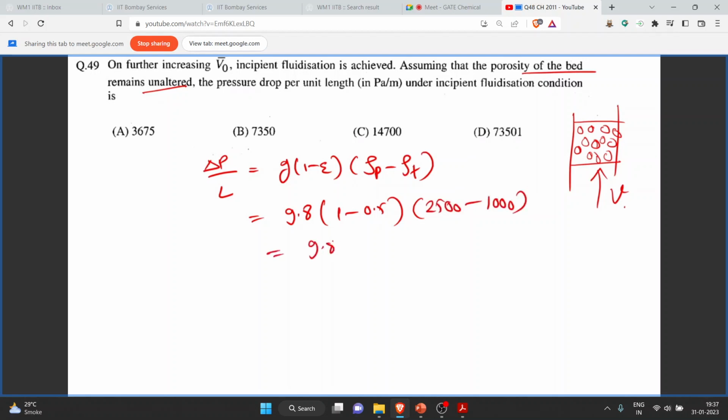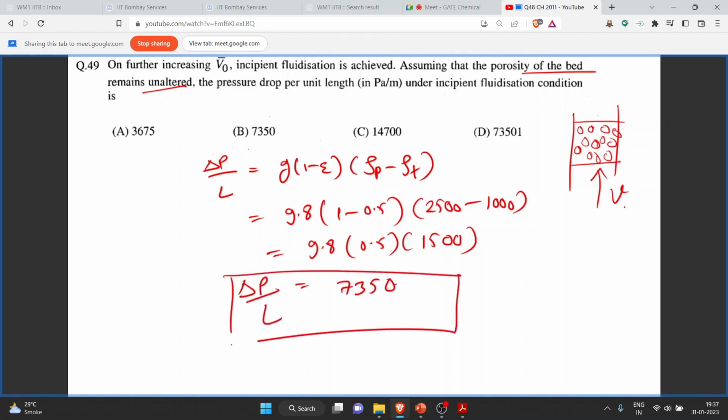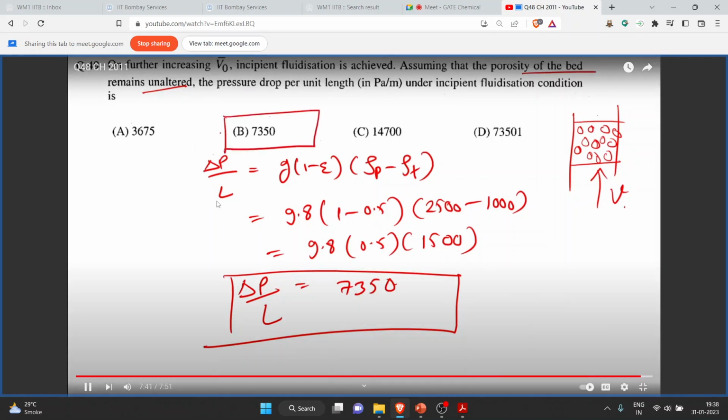So we can write this as 9.8 into 0.5 into 1500, this will become 7350. That is, the pressure drop across the bed at incipient fluidization will be 7350 Pascal per meter. So from the given options, we can see that option B is the correct answer. So we can select option B as the correct answer.